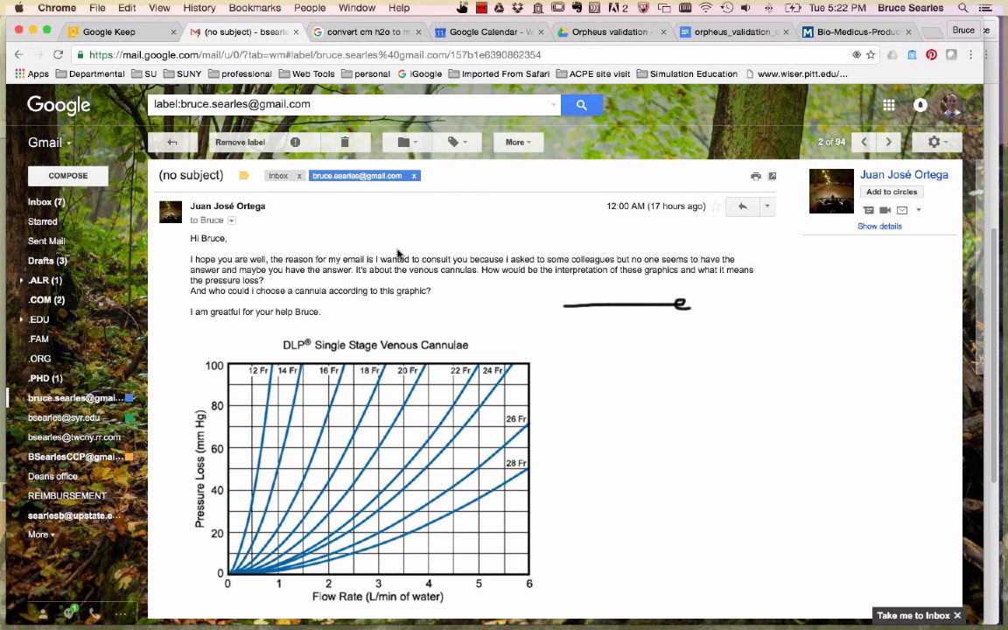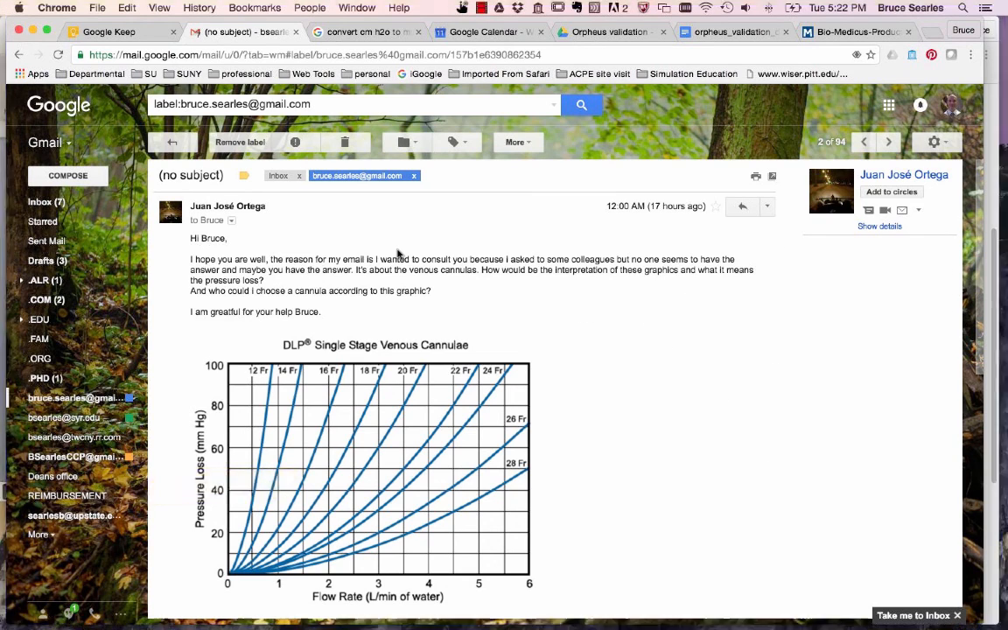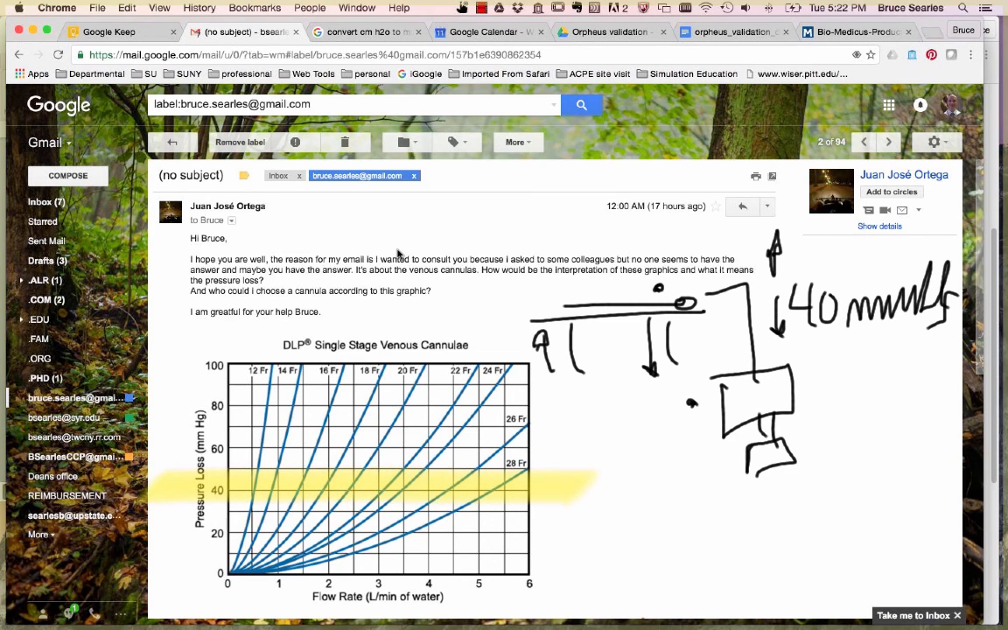So if your patient is on a table and you drain down to a reservoir by gravity, then you have about 40 millimeters of mercury driving pressure because the patient is above the reservoir. If you were to raise the bed, then this number gets bigger. If you were to lower the bed, then this number gets smaller. So we typically read these charts at around 40 because that's the kind of drainage, the kind of pressure gradient you get with gravity.